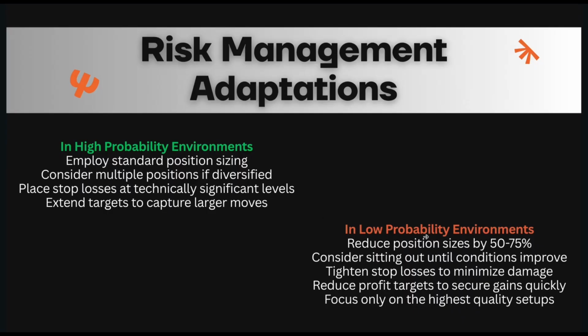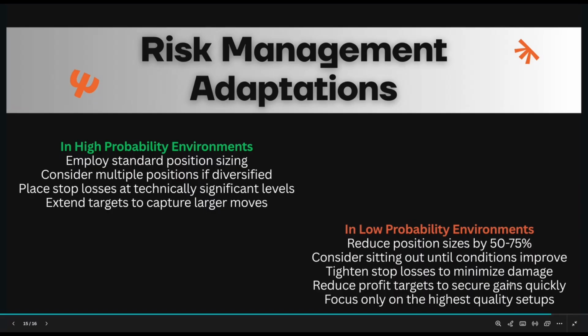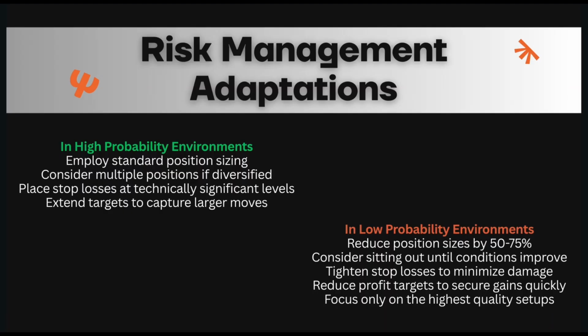Now, in low probability environments, reduce position sizes by 50 to 75%. Consider sitting out until conditions improve. Tighten stop losses to minimize damage. Reduce profit targets to secure gains quickly. Focus only on the highest quality setups. In other words, cut the size. Instead of risking 1%, you might want to risk 0.5%. Tighten your stop losses, secure your profits quicker, or just sit it out altogether.